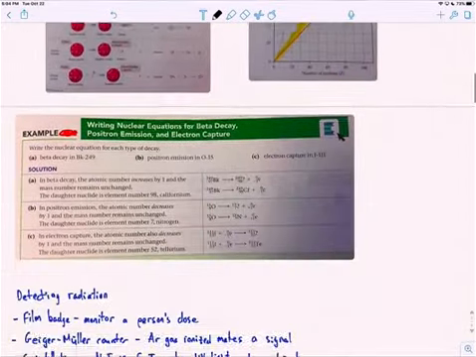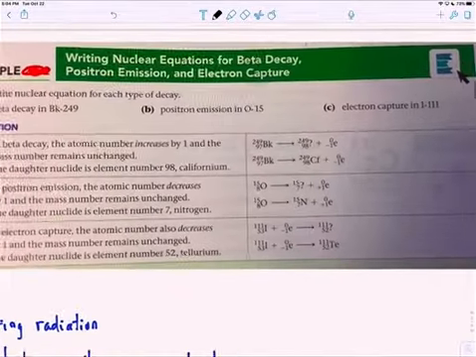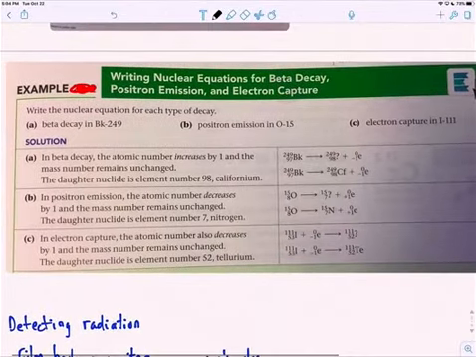So here's an example, although I didn't even bother cutting it off because it's easy. It's better just to see it written. Write the nuclear expression for each type of decay. Beta decay for berkelium 249. It holds close to my heart because I went to Berkeley. That's where I got my PhD.